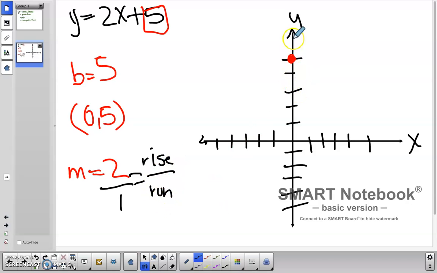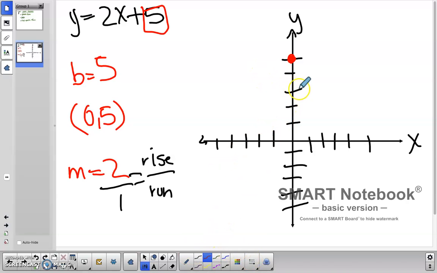Now the rise means how much it's going down or up. And the run is, let me clarify this actually. So 2, right, is the rise. The rise is going through the y-axis, and the run is going through the x-axis. I'm going to show you what I mean. So let's regraph my y-intercept, right, which is 5. Now let's graph the slope.